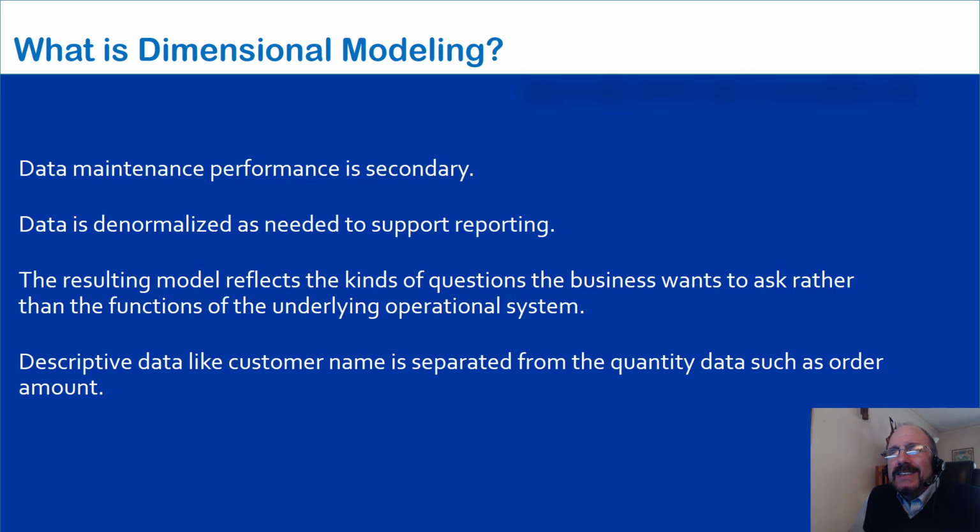And you may even create data that didn't exist in the OLTP data very often as part of that because you want to support reporting and maybe you need to translate codes and things like that that the OLTP system doesn't. Descriptive data like customer name and things like that are separated from things like quantity, such as order amount. And we're going to talk about that splitting. And there can be some confusion there, so I'll try to cover it as best I can.